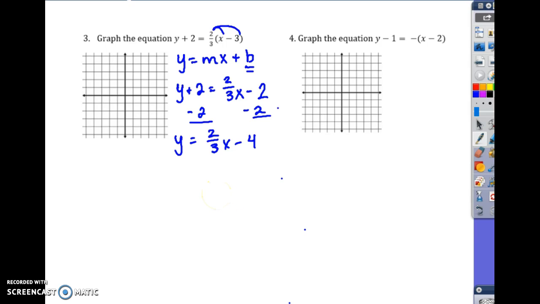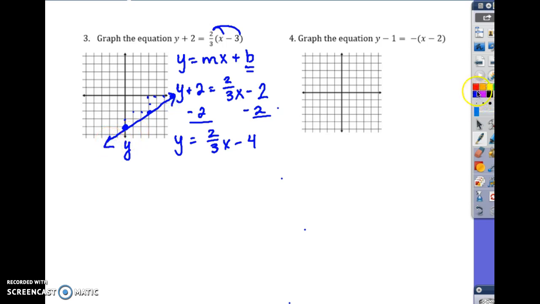That makes it easy to graph from. So I look at my y-intercept, which is -4, 1, 2, 3, 4, and that's my starting point. My slope is 2/3, so I'm going to rise 2 and run 3. 1, 2, 3, rise 2, run 3, a little off, and I connect my points like that.